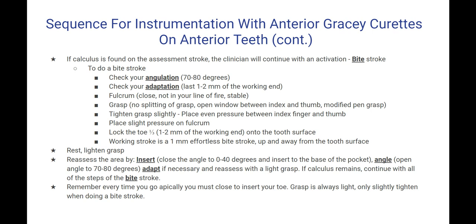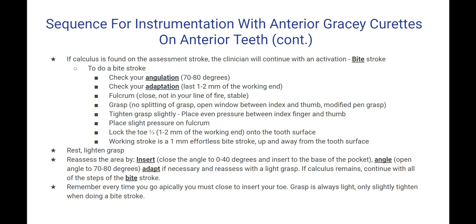Fulcrum: close, not in your line of fire, but stable. Grasp: no splitting of the grasp. You have the open window between your index and thumb and a modified pen grasp. Tighten your grasp slightly. Place even pressure between your index finger and thumb. Place slight pressure on the fulcrum. Lock the toe third, 1 to 2 millimeters of the working end, onto the tooth surface.